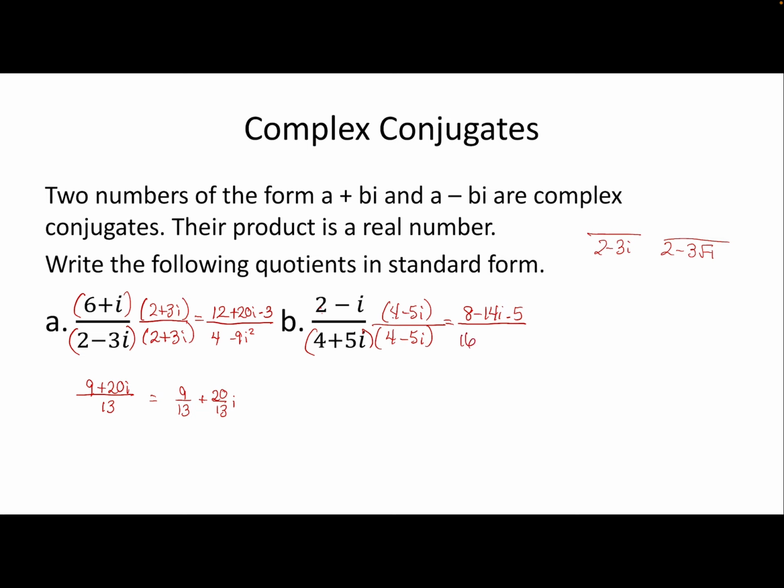Denominator, 4 times 4 is 16. 4 times negative 5i is a negative 20i. 5i times 4 is a positive 20i. Those add to 0. And 5i times a negative 5i is a negative 25i squared, which is a positive 25. 8 minus 5 is 3. And we'll have a negative 14i in the numerator, and 16 and 25 is 41. So you can leave it in the first step, or we can call it 3 41st minus 14 41st i.